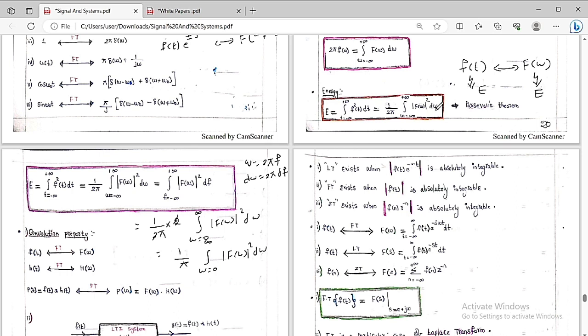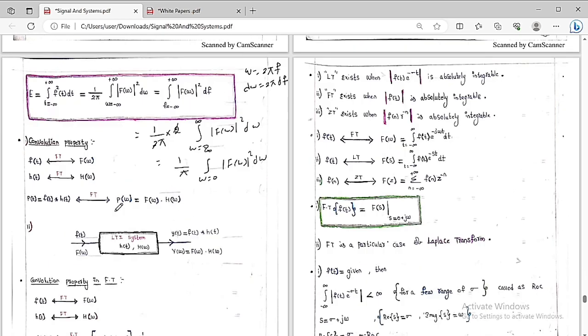Suppose in place of omega I substitute 2 pi f. As omega goes to minus infinity, f is also minus infinity. As omega goes to plus infinity, f is also plus infinity. And d omega is equal to 2 pi into df. So the 2 pi and 2 pi cancel, and we get this expression. By this we can get the energy in the signal f of t or the energy in the signal F of omega. Both the energies are the same.